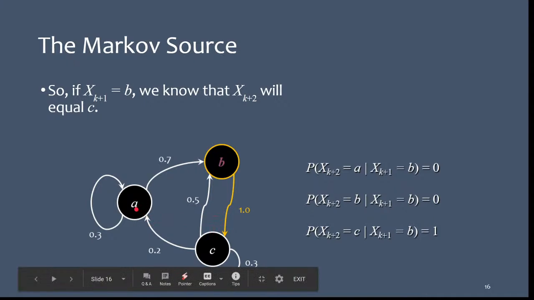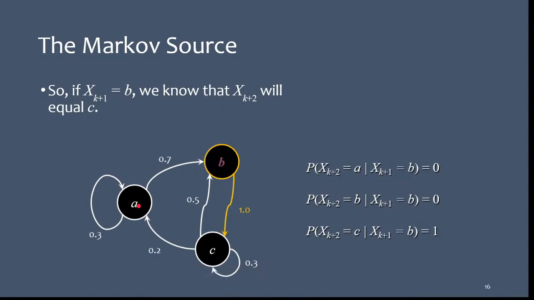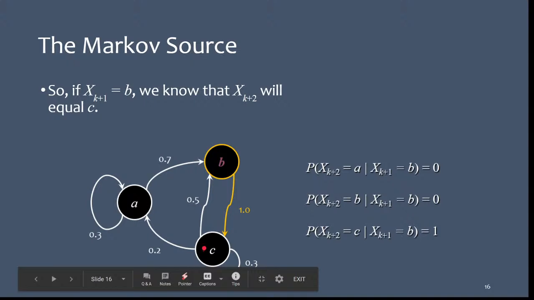But if it emits A, then what is the next symbol? It may be either A or maybe B. That's why we have two transitions here, 0.3 and 0.7. In case the symbol emitted is C first, then what is the next symbol? It may be A with 0.2 probability, or B with 0.5 probability, or C with 0.3 probability. We cannot predict so easily. We just know the probabilities.